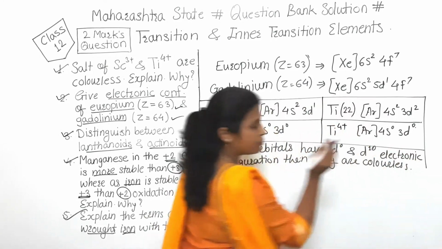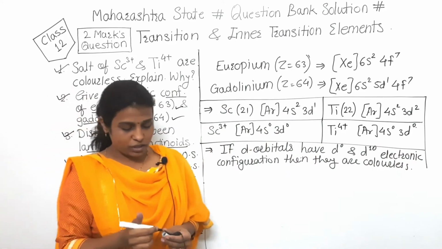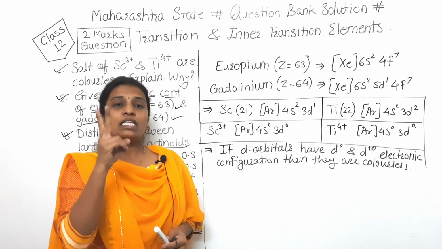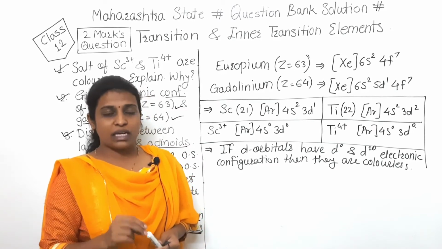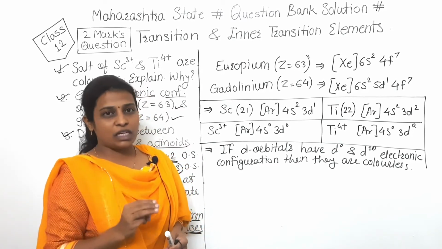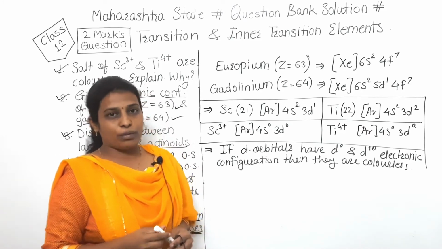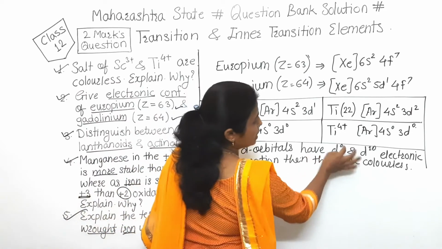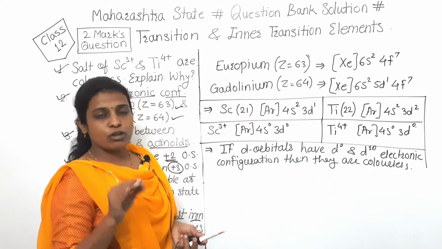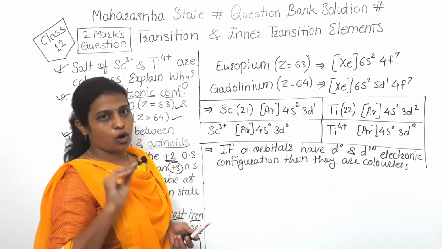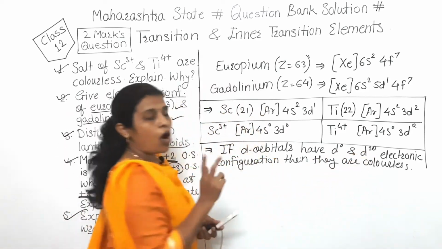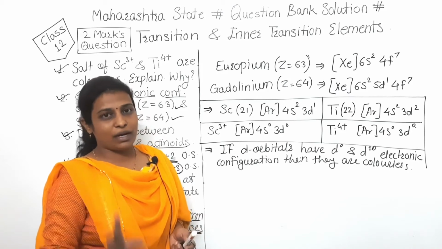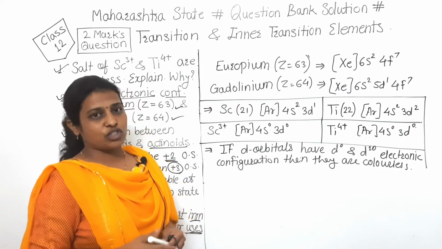Why? Because for color there are 4 reasons. What are these 4 reasons? There should be the presence of an unpaired electron. Second, dd transition should be there. Third reason, nature of the ligand, and fourth one is the geometry. So out of these 4 points, if d0 is there, then there is an absence of unpaired electrons, and dd transition is not possible. With d10, all will be paired electrons, means again no unpaired electron. So again dd transition is not possible.